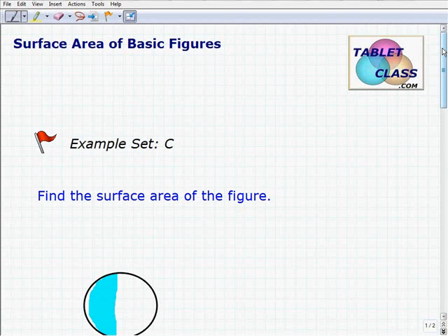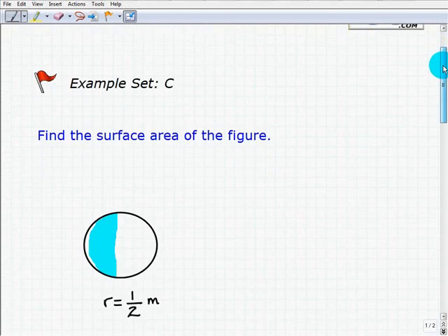This is our example set C video, and our focus is going to be finding the surface area of a sphere. Now, if you recall from the lesson, the surface area of a sphere is equal to 4 times pi times the radius squared. That's a pretty simple formula, not too complex, but nevertheless, we want to make sure we properly plug in the correct value. In this case, it's going to be for the radius, and then use order of operations to simplify the expression. So let's go and get started.